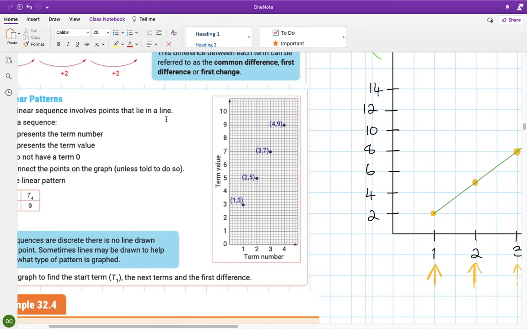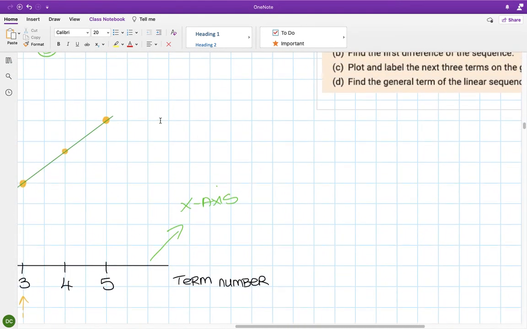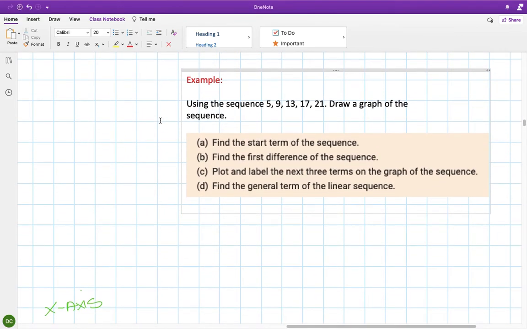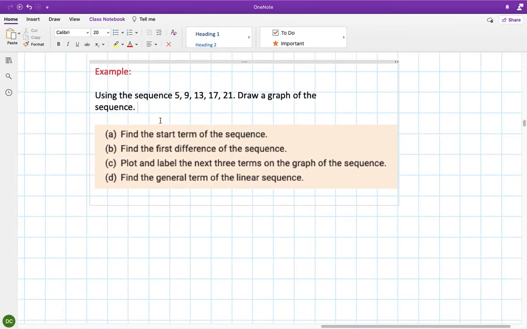Okay, so what I want to do now is I want to kind of put together some of those ideas, okay? So I have an example here where I've got a sequence, and I want to draw a graph of the sequence, okay? And then I have a couple of questions. I want you to find the start term of the sequence. This is obviously taking us back before graphs. What's the first difference? Now, first difference, we talked about this right at the beginning, but you may have forgotten.